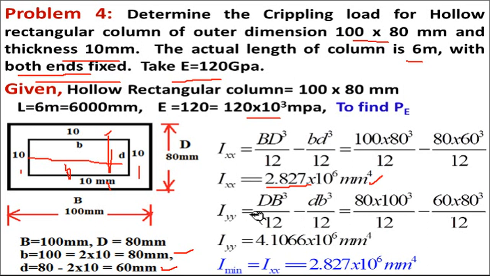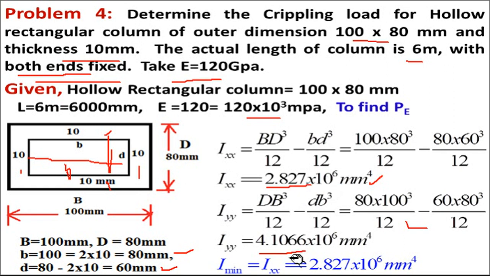Now similarly calculate the moment of inertia about the y-y axis. So about the y-y axis, instead of BD cube, it will be DB cube. DB cube by 12 minus db cube by 12. You just put capital B, capital D, small d here. You will get the moment of inertia about the y-y axis. If you compare these two values, it is 4.10 into 10 to power 6, and the other is 2.8 into 10 to power 6.